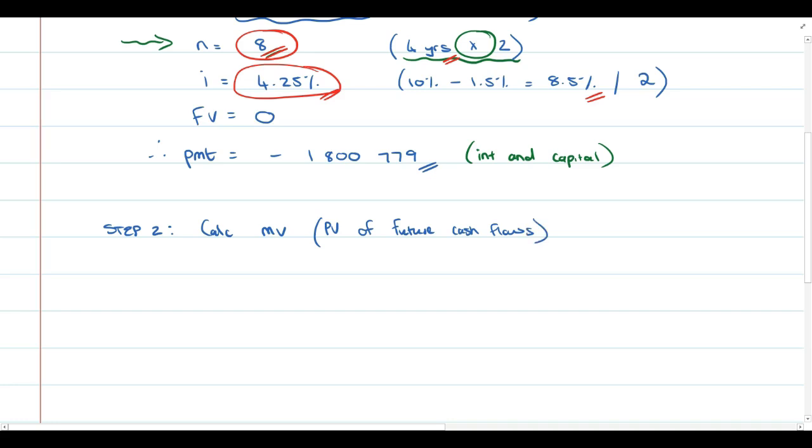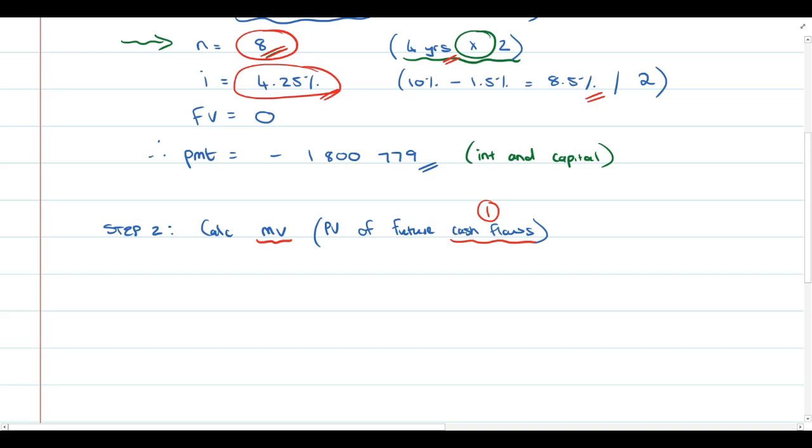So we are going to look at all of the future cash flows, which we already calculated in step 1. That's why in step 1 we first had to get the cash flows. Now that we know what our cash flows are, we will present value the future cash flows, and we then have the market value of the loan.